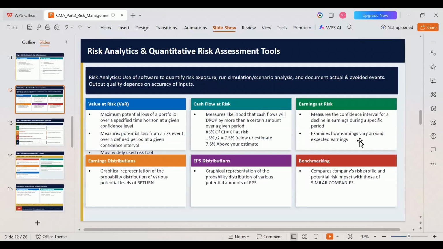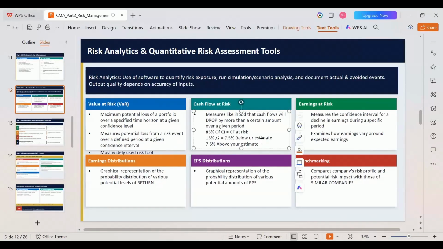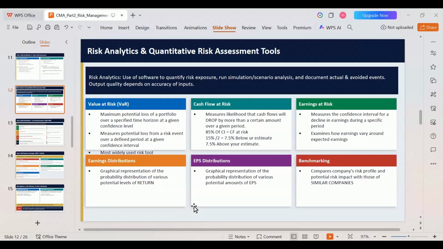Okay, and it examines how earnings vary around expected earnings. Okay, Suman. So now we will have to focus on the concept rather than the place where I got this method. Okay, I shall get back to you after the class.